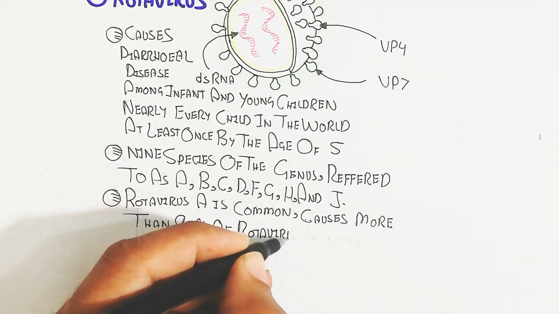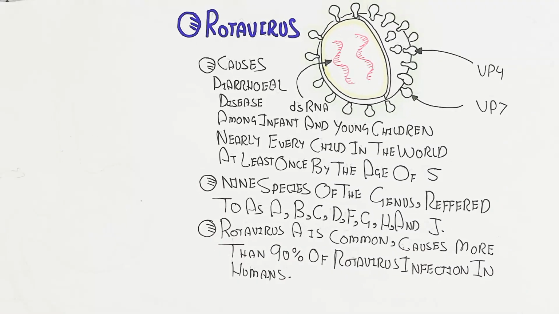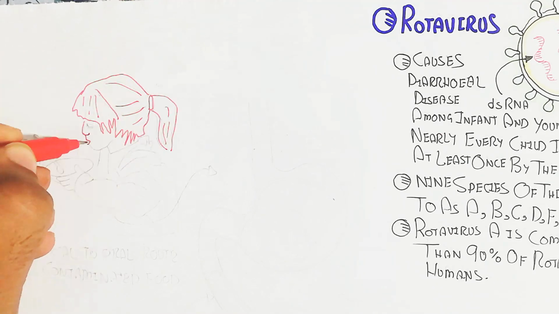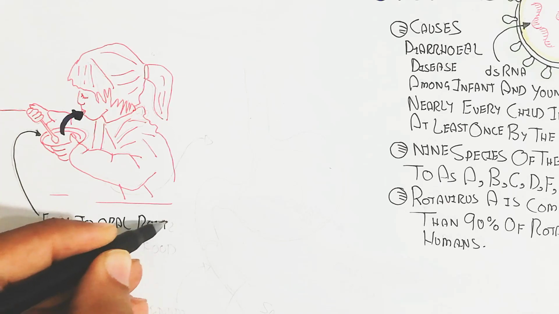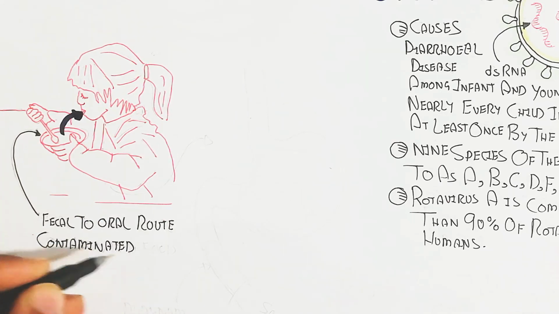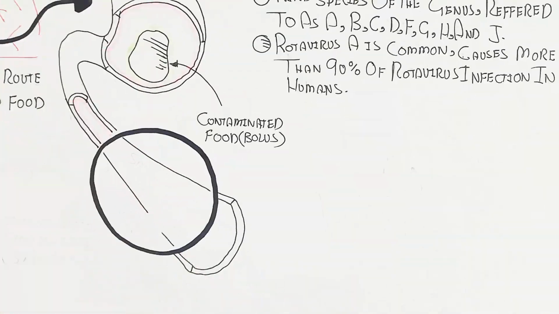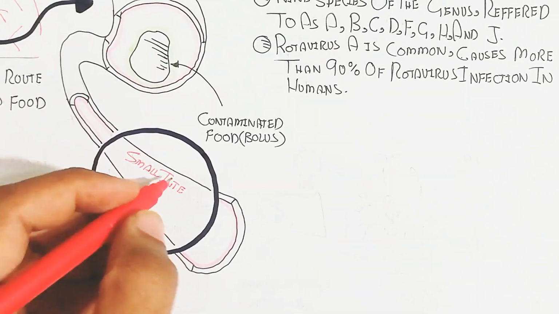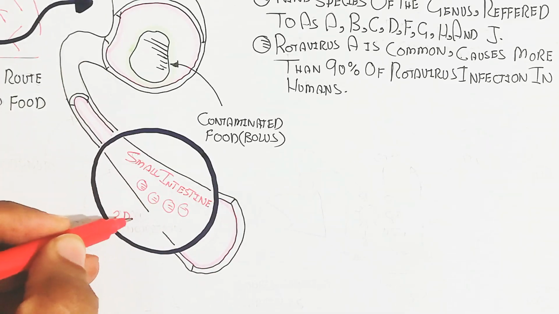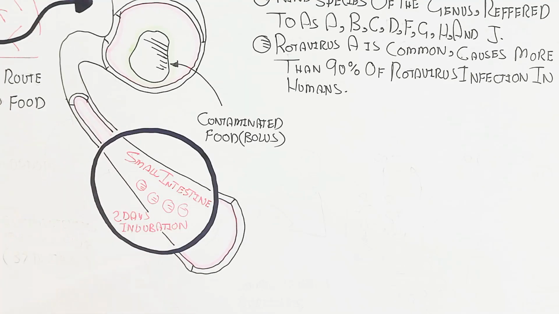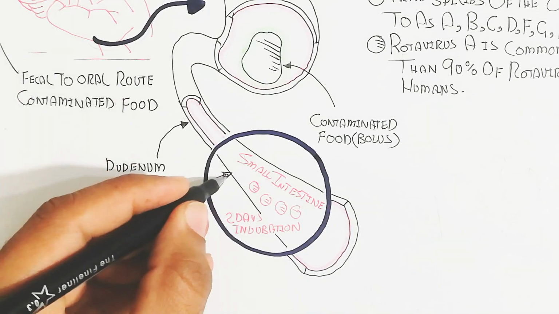Let's learn about their signs and symptoms as well as their infection site. Remember the fecal-to-oral route: contaminated food mixed with the rotavirus will be ingested in the form of a bolus, and the stomach acidity will not tolerate it and will not kill it. That is why it will pass into the small intestine. The 2-day incubation period will lead to progression of the infection in the duodenum.